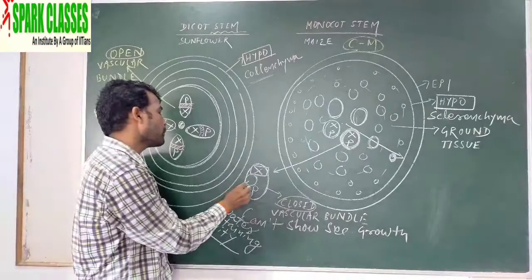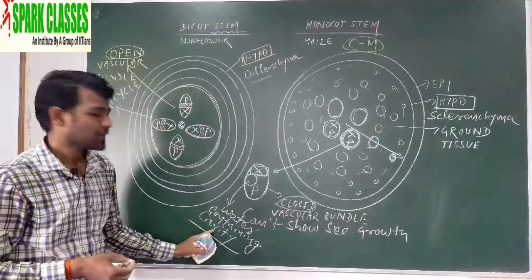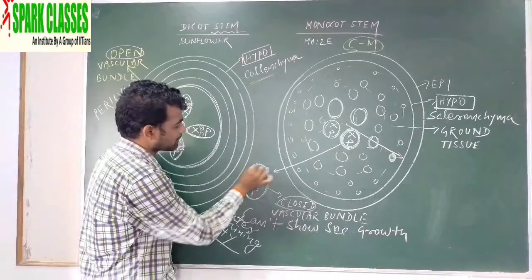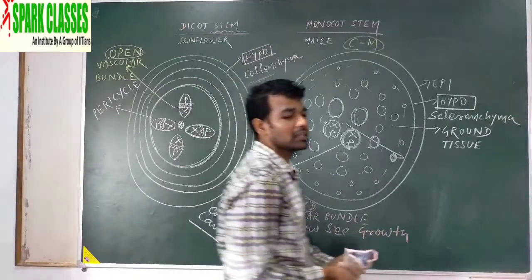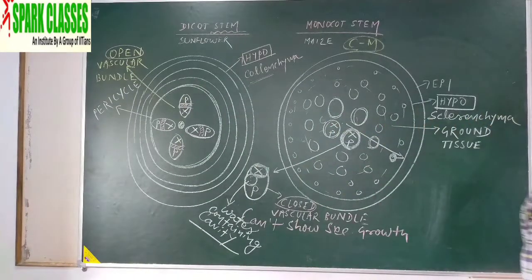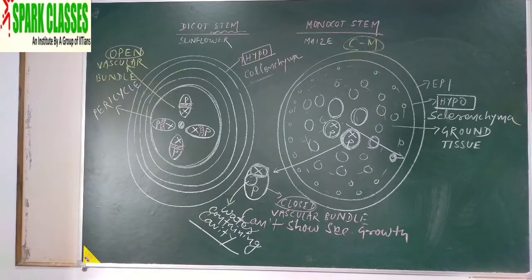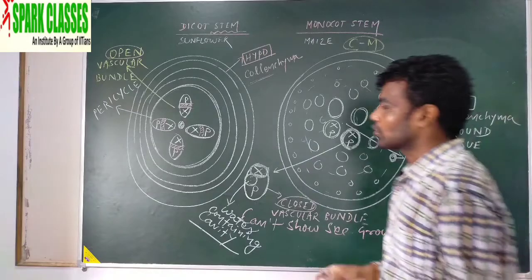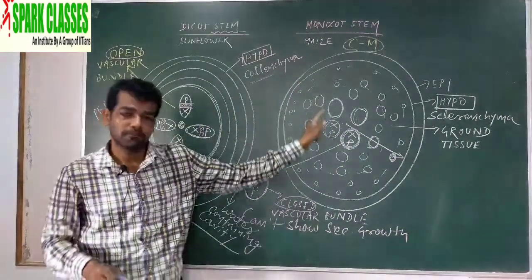So for temporary storage of water, there is some water containing cavity. In the xylem which transports water, sometimes water is stored here. Water containing cavities are only found in case of monocot. This is the important difference between dicot and monocot stem, you have to remember. Secondary growth does not take place in case of monocot.